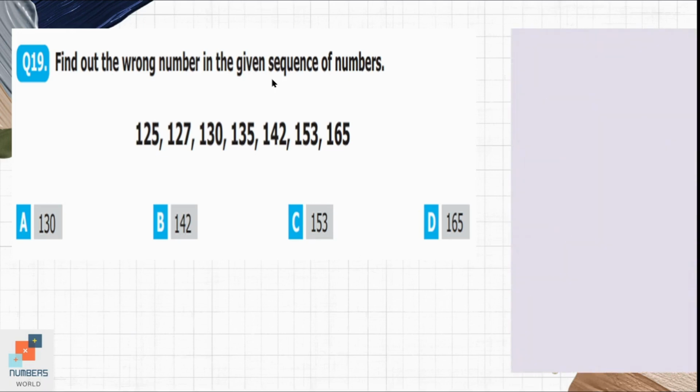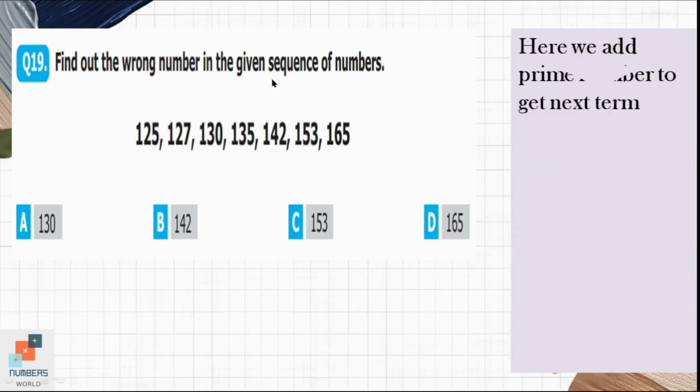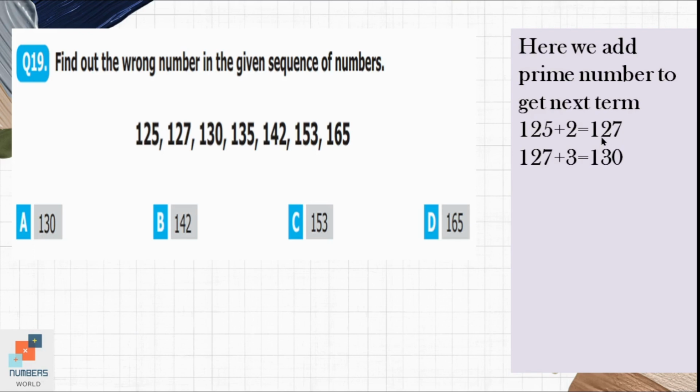So the rule is that we have to add prime numbers to the previous terms to get the next one. So if we add our first prime number, which is 2, to 125, the answer is equal to 127. Similarly, we will add the next prime numbers one by one to get the answers which are matching the sequence.